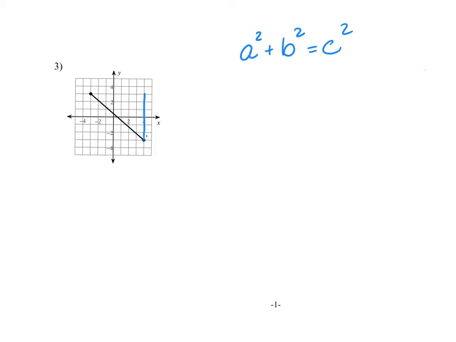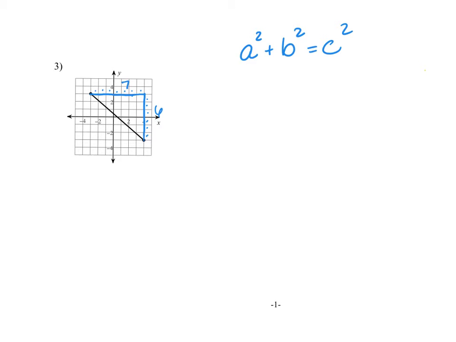So here we're going to draw a triangle. What you do is you find the place, if you go straight up and straight over, where you meet. And then you're going to count these boxes. 1, 2, 3, 4, 5, 6, 7. So that side's a 7. 1, 2, 3, 4, 5, 6. This side's a 6.